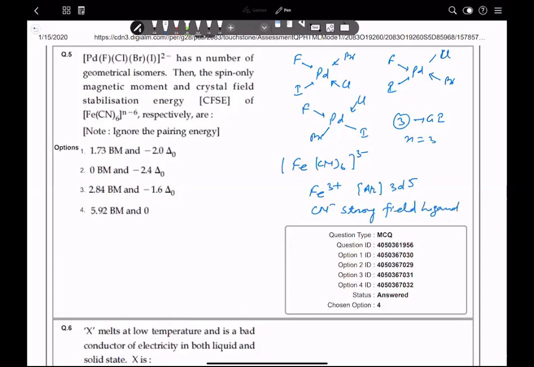So further, the configuration of iron must be this way: t2g3, sorry, t2g5 eg0. This will be the form because CN minus is a strong field ligand, so all electrons will be paired up. So the number of unpaired electrons is 1, which means the magnetic moment is 1.73 Bohr magneton. And my crystal field stabilizing energy becomes minus 0.4 into 5 delta.